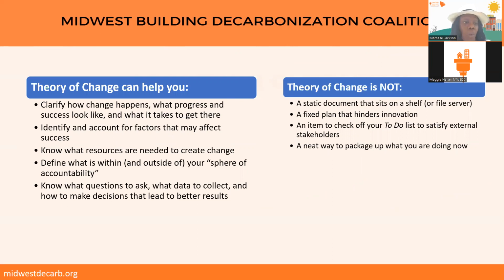It also can help you know what resources are needed to create change and to define what is within or outside of your sphere of accountability. And then you'll know what questions to ask, what data to collect, and how to make decisions that lead to better results. A theory of change is not a static document that sits on your shelf or file, or a fixed plan that hinders innovation. So you have to be flexible with the theory of change, right? And it is not an item to check off your to-do list to satisfy external stakeholders. So we're not doing this just to say we're doing it. Or a neat way to package up what you are doing now.